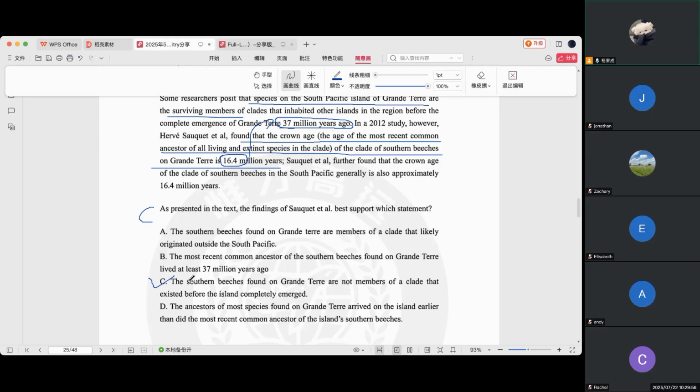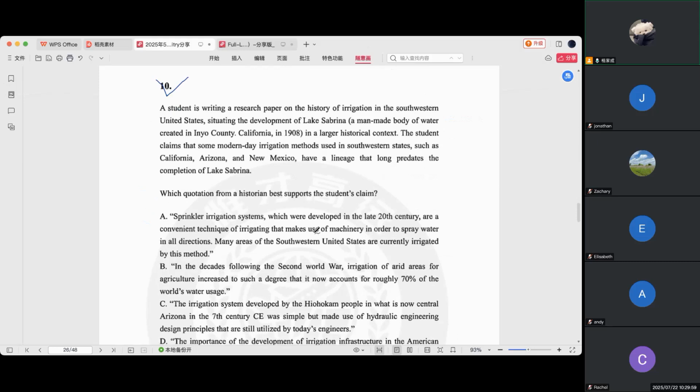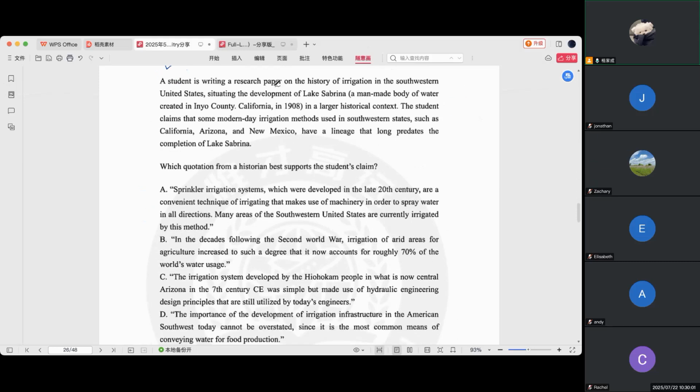And then for question number 10, I think this one is pretty straightforward. Because it says that the student claims that some modern-day irrigation methods used in southwest states have a lineage that long predates the completion of Lake Sabrina. And C is supporting that because C says the irrigation systems developed by those people in what is now central Arizona in the 7th century were simple but made use of hydraulic engineering design used by today's engineers. Okay, so 7th century CE is definitely before the development of Lake Sabrina. So C would be the right answer.